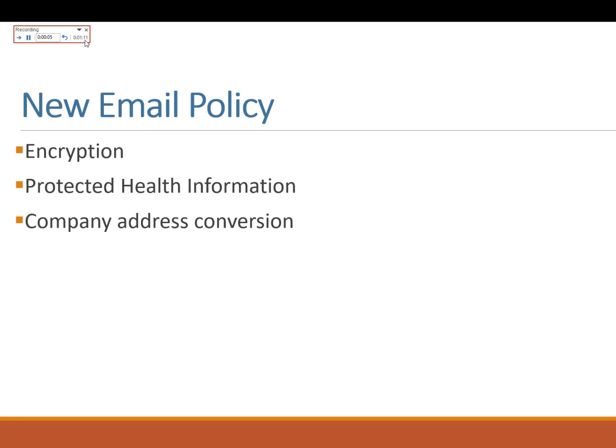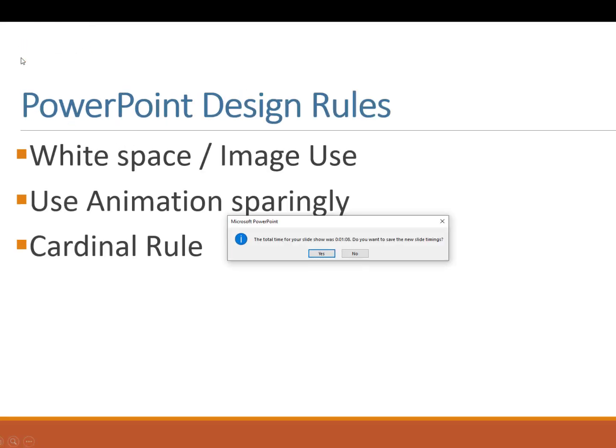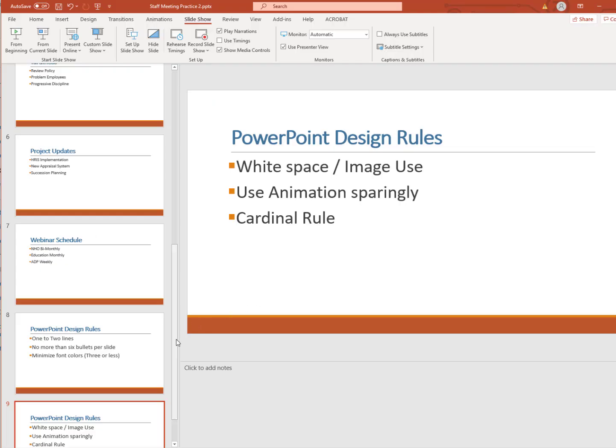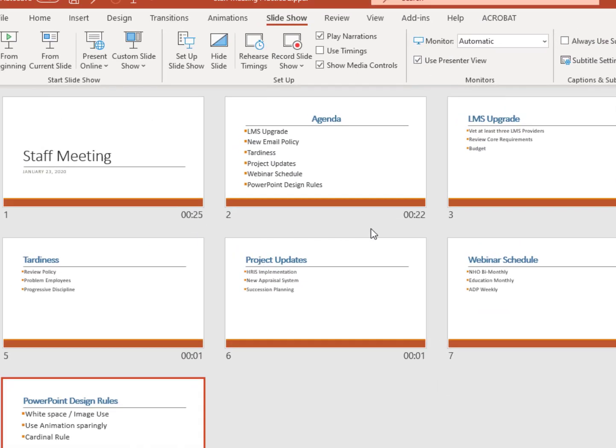I'm just going to go quickly through each slide just to show you when you get to the end, it will tell you how much time you spent on the entire presentation. But it also gives you the ability to save your timings. Typically, I'll say no to this, but just for today, I'm going to click yes to show you what that does. Let's switch to Slide Sorter View. In normal view, you won't be able to see the timings, but when I go to Slide Sorter View, you'll see the timings captured per slide.